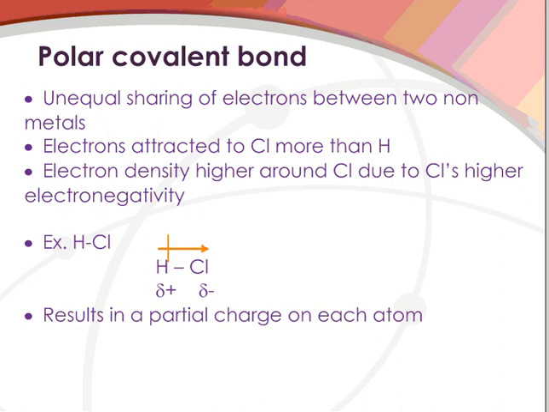Now you have this funny little arrow shown here. That basically shows you the direction: you draw the positive where the partial positive charge is, and then you draw an arrow in the direction of the negative charge. It just symbolizes that that is a polar bond.